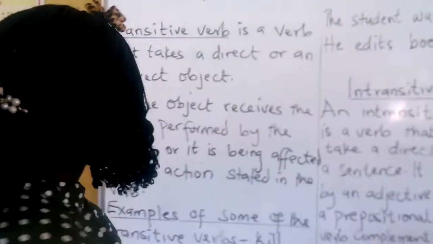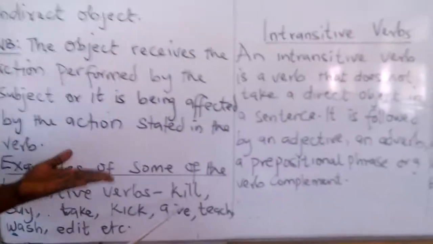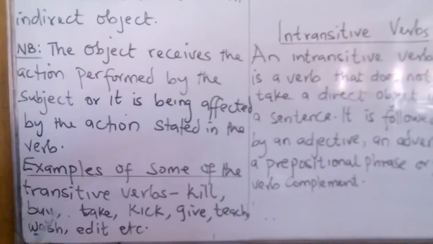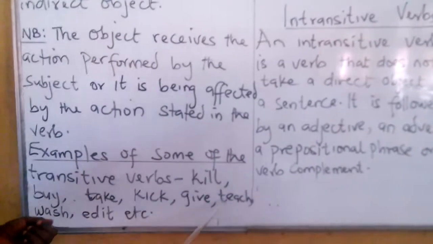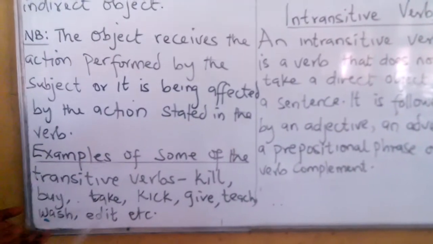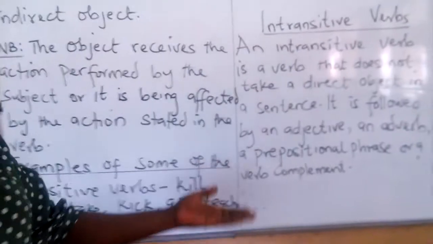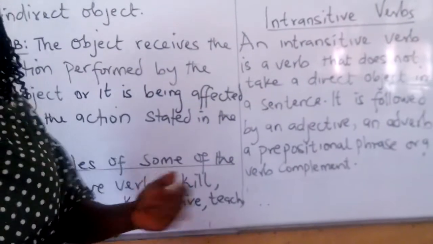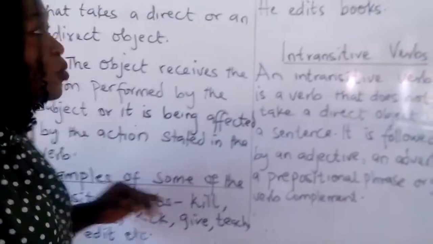Then there are some examples of transitive verbs. We have some verbs like kill, buy, take, kick, give, teach, wash, edit. These are some of them. There are thousands of transitive verbs in English, but we have just a few of them here for the illustration we have to do in this class. Let's see some of them in sentences.